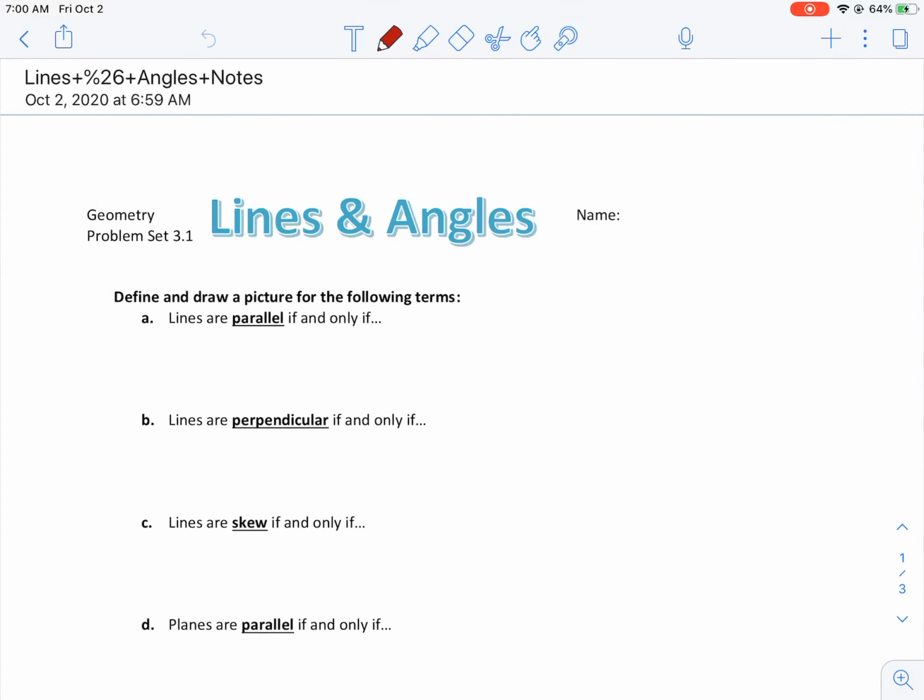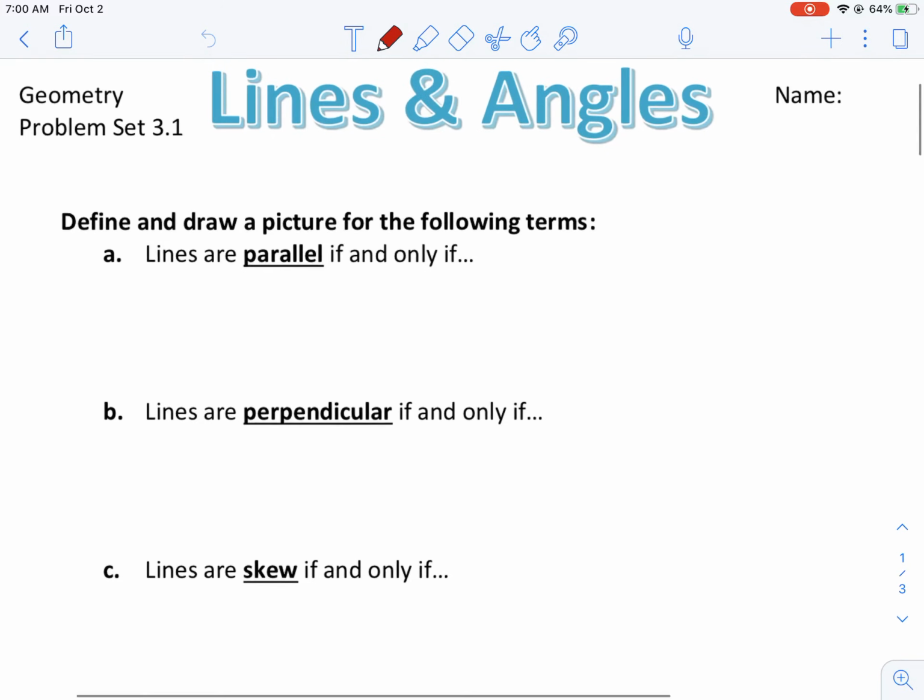Hello, everyone. This is going to be the notes for the first chapter of Unit 3. Unit 3 is all about parallel and perpendicular lines. Today we're going to be talking about lines and angles, all right? And this first chapter is important because it's really going to be setting up the rest of the unit with its vocabulary, all right? So we're going to talk about some stuff here.